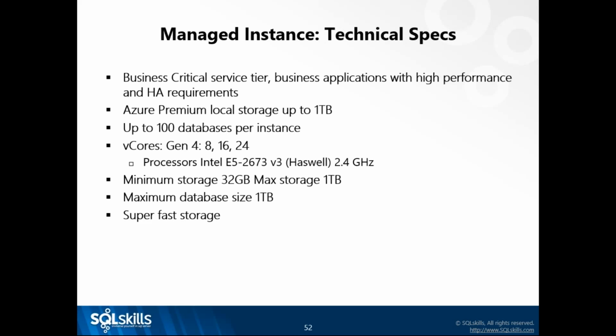At the time I created these slides, I haven't looked in the past few weeks, but Gen 4, 8, 16, 24 vCore is your 2.4 gigahertz processor, 32 gig min up to 1 terabyte max in 32 gig chunks. And looking at the marketing term, how they relate and classify the storage here, they call it super fast storage. Again, it's local SSD.